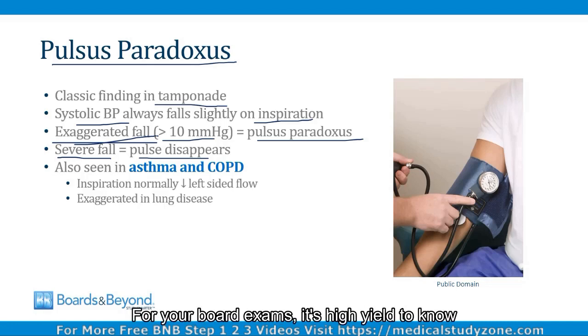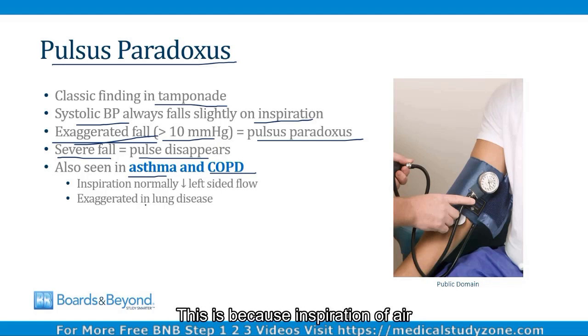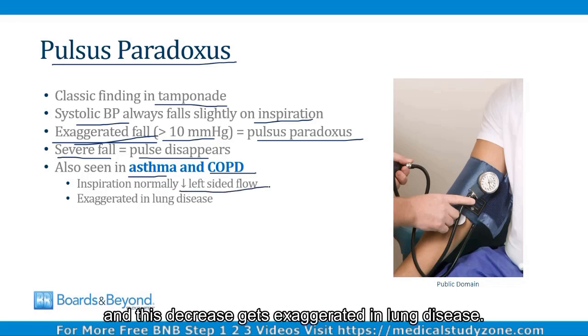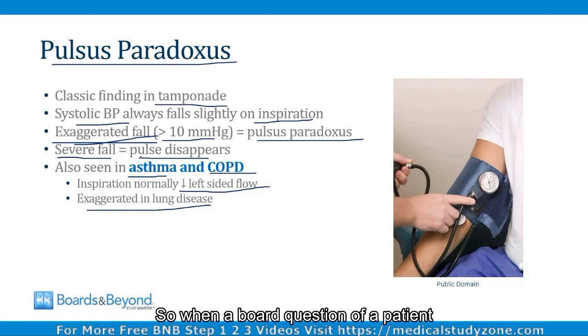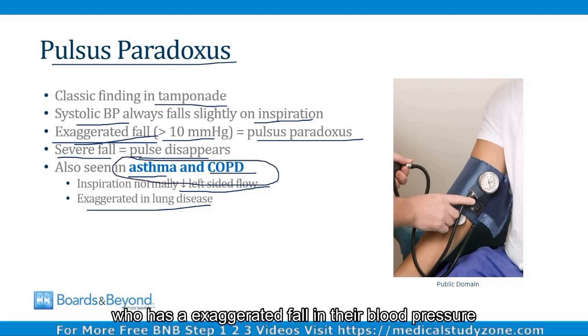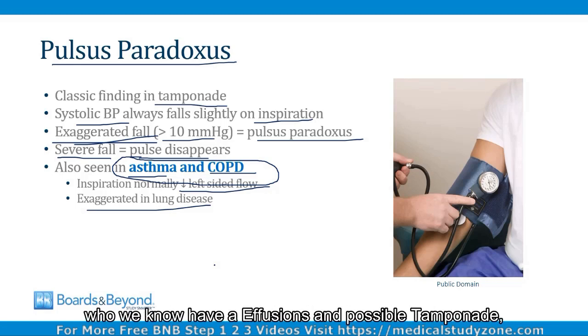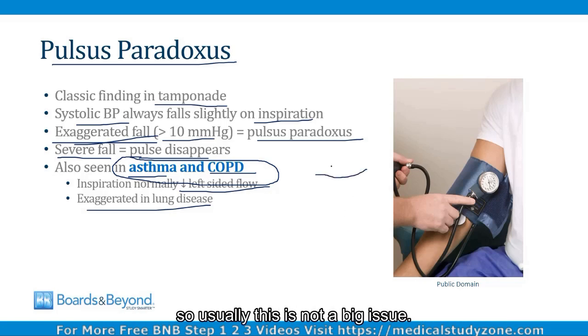For your board exams, it's high yield to know that you can also get a pulsus paradoxus in patients with asthma and COPD. This is because inspiration of air normally decreases blood flow to the left side of the heart, and this decrease gets exaggerated in lung disease. So in a board question of a patient with an asthma or COPD exacerbation who has an exaggerated fall in their blood pressure, that patient may not have tamponade. In clinical practice, we only measure pulsus paradoxus in patients who we know have effusions and possible tamponade, so usually this is not a big issue.